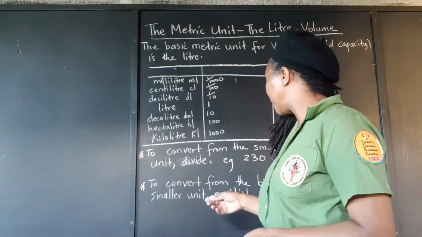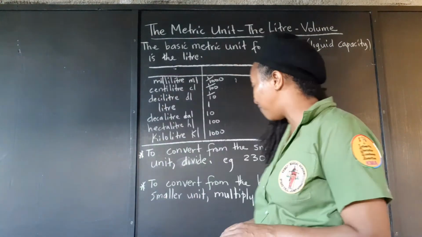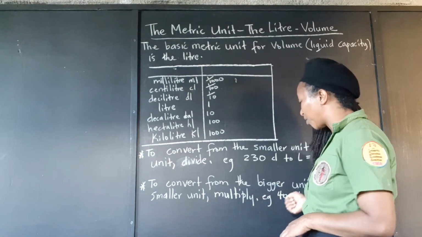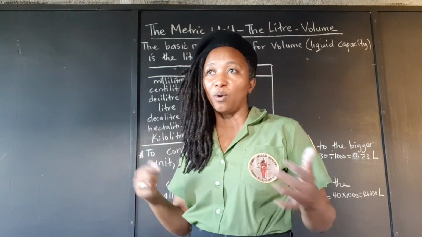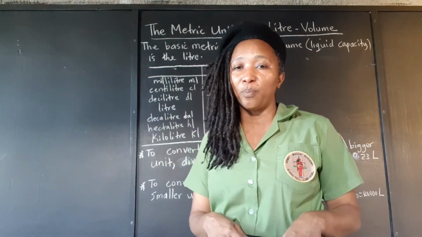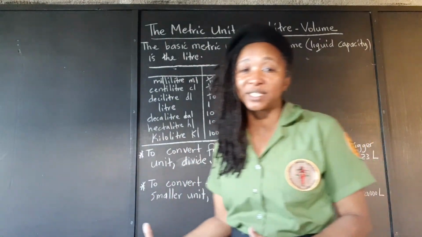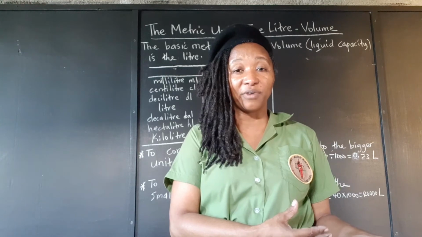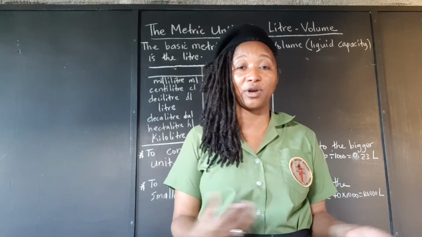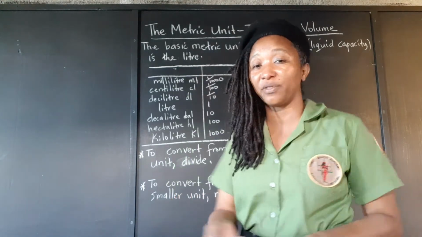If you are converting from the smaller unit to the bigger unit, you divide. Converting from the bigger unit to the smaller unit, you multiply. It sounds like it should be the opposite way, but just think about it. Since it takes more of the smaller one to make the bigger one, if you're moving from the smaller to the bigger, you're actually going to have to divide to express it in terms of the bigger one.